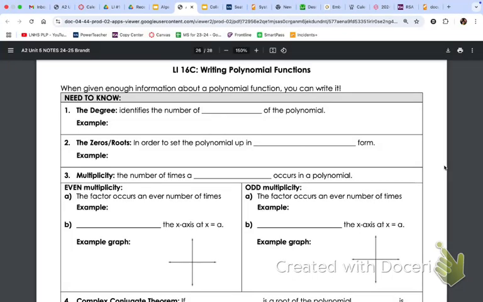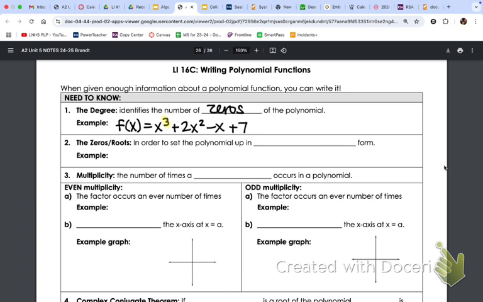16C, writing polynomials. Okay, let's hit the highlights. Need to know, reminder, the degree identifies the number of zeros. We're not going to say x-intercepts because remember they could be imaginary. So for example, if I have something like this, f of x equals x to the third plus 2x squared minus x plus 7. What is the degree?